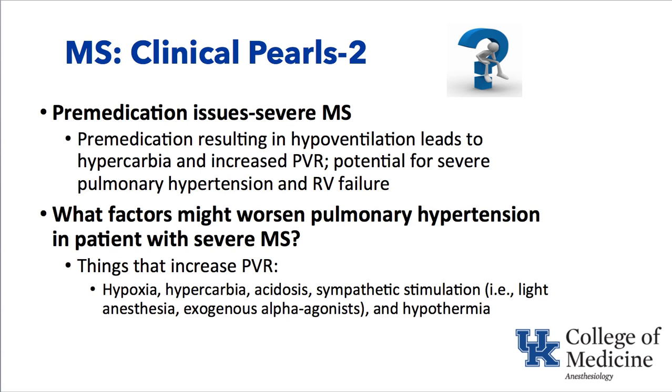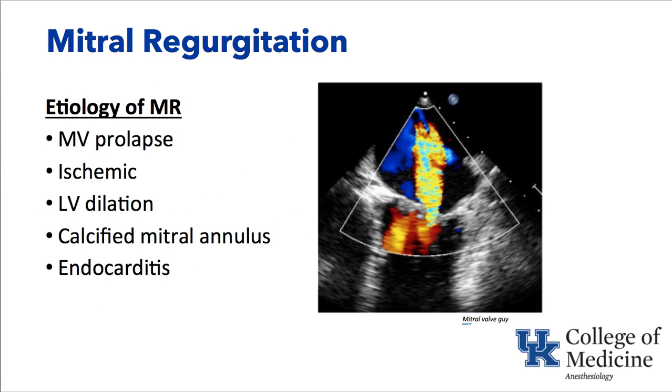If their catecholamines rise because you stimulate them, i.e. laryngoscopy in a light anesthetic state, pulmonary vascular resistance can go up dramatically, and then don't let them get cold. Let's finish up with mitral regurgitation and IHSS, and then some miscellaneous topics.